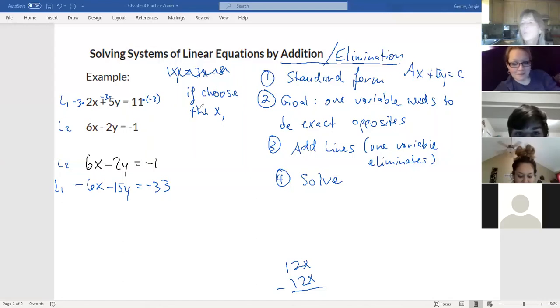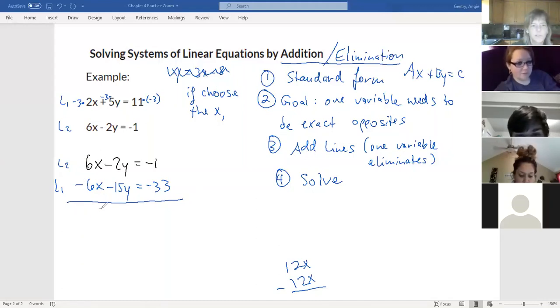So we'll talk about it here in a minute if we chose the y's. So Carrie, I think it'll make sense once I finish this one, and then we're going to do the other one, and then everything will be clear. So you're going to add them. So this is step 3.